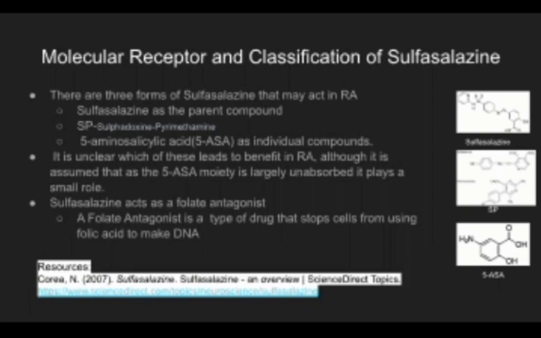Three forms of sulfasalazine may act in RA. It is still being determined which leads to the benefits in RA, although the 5-ASA moiety is mainly unabsorbed. Sulfasalazine acts as a folate antagonist. A folate antagonist is a drug that stops cells from using folic acid to make DNA. On this slide, I have attached pictures of the different chemical formulas of all three medications found in sulfasalazine.